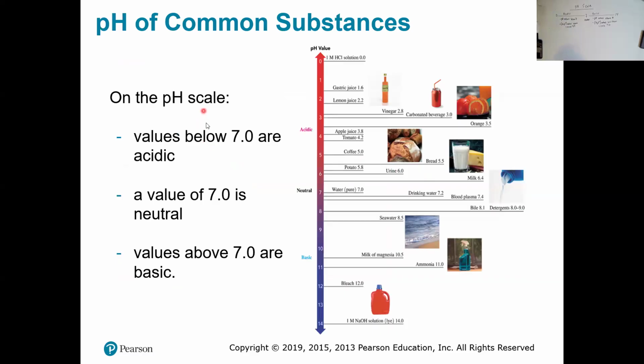Like we said, for our pH scale, values below 7 are acidic, neutral is going to be 7 exactly, and above 7 is basic. And these are some common substances and where they fall on our pH scale. So neutral is going to be about 7. You'll see that even our drinking water is a little above 7. A lot of cleaners are basic, so they're going to be above 7. But a lot of juices and sodas and things are in the more acidic range.